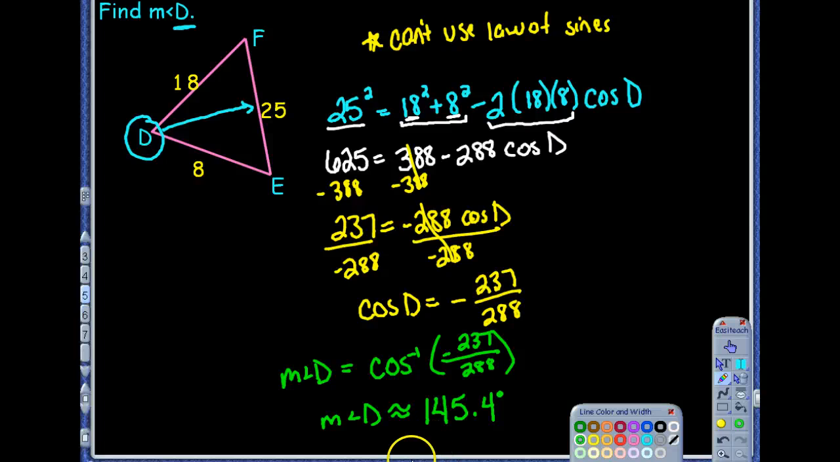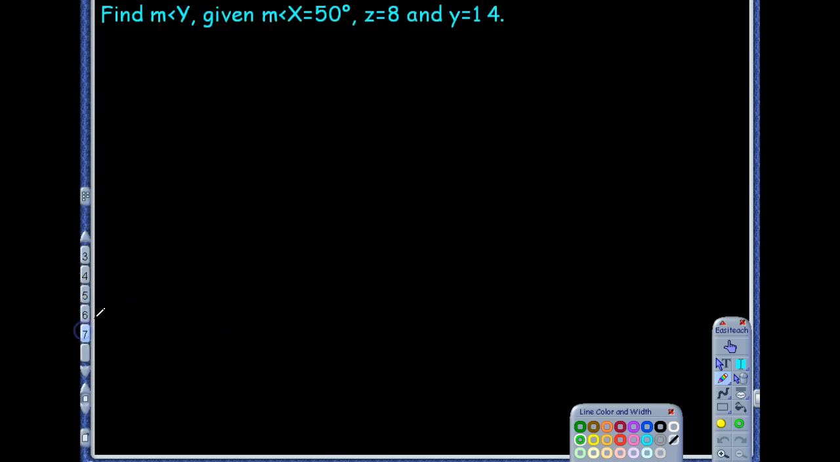Now, if I know that angle D, I could find the other two angles, not with that angle yet, but I could use the law of cosines again to find angle E. I could use the law of cosines again to find angle F. So if you know all three sides, you can find any of those angles using the law of cosines. That's what's really cool. All right, one more question.